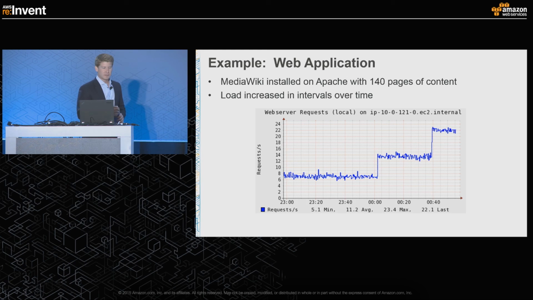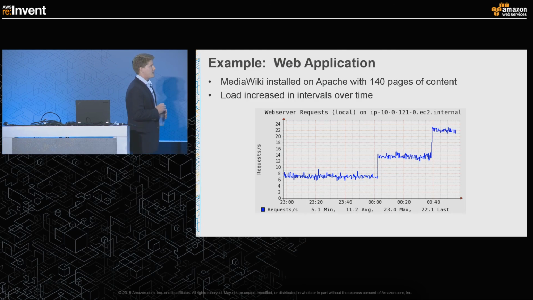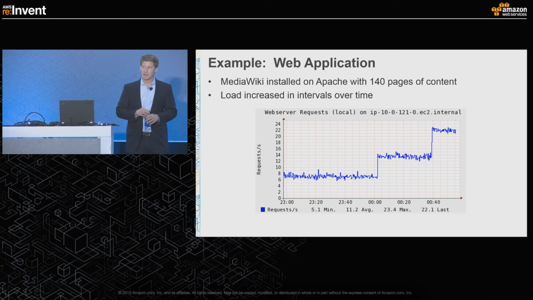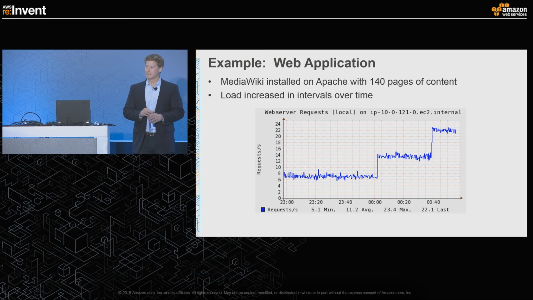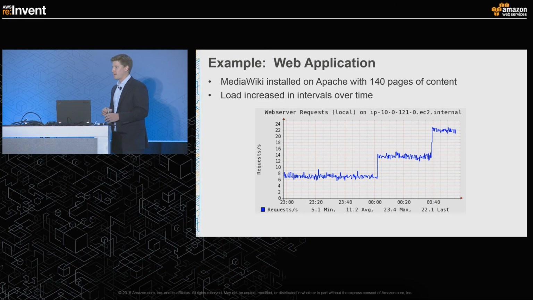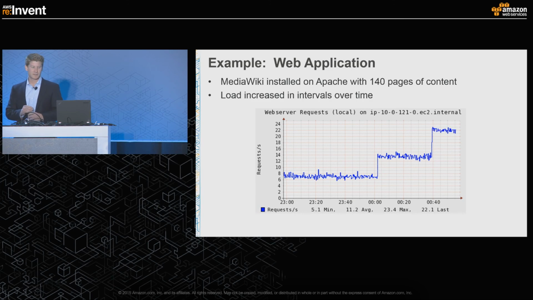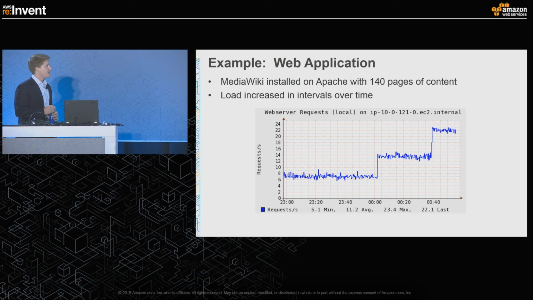And so just to make this a little more real, we set up a web application. It's a 2-server architecture, a client and a server, and we had the client drive load onto a MediaWiki installation running on Apache with 140 pages. We did a little bit of optimizing. We did PHP opcode caching, and we did some file system caching to try to reduce the overhead. And then over time, we drove load.